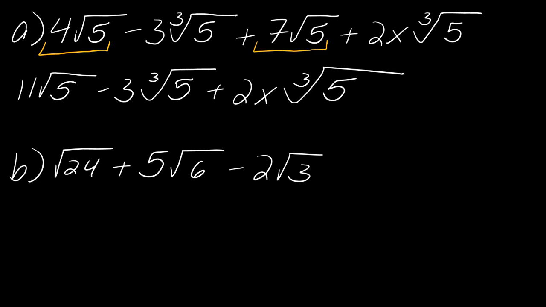Okay, so let's take a look at the next one then. I've got the square root of 24 plus 5 times the square root of 6 minus 2 times the square root of 3.